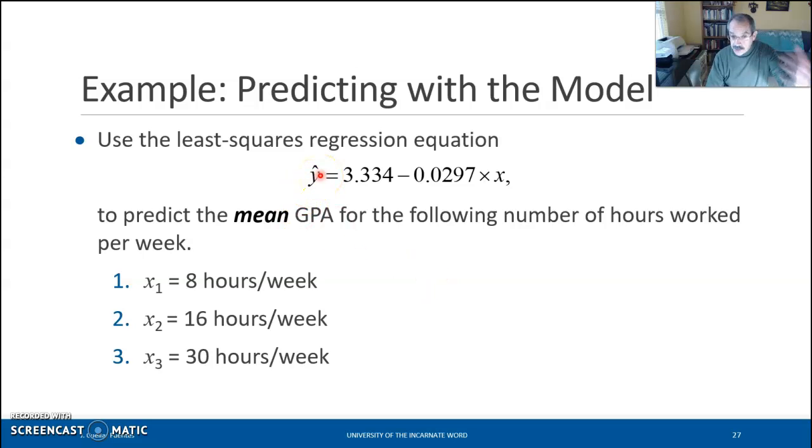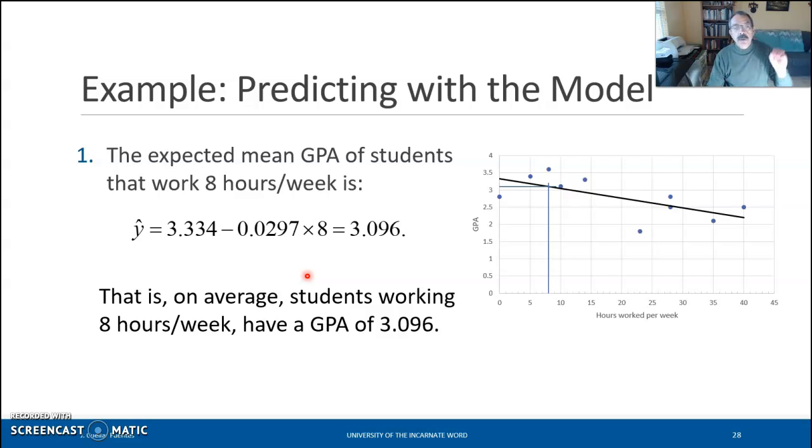Now we're addressing the issue that we started with, where this student is working 8 hours per week and he wants to see what will happen to his GPA if he works 16 hours per week. So we're going to calculate the average GPA for students that work 8 hours, students that work 16 hours, and students that work 30 hours. To do this, we use the sample regression equation, and we just plug in those numbers.